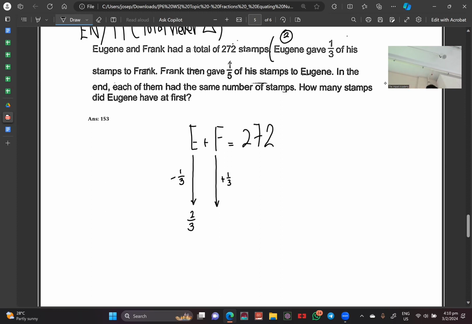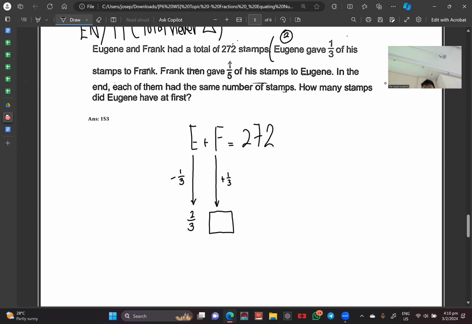Now, do you know how much Frank has? You don't know, because I don't know Frank's starting amount. So I will just put F first, or maybe just put a box over here, and I will fill this up later. Do you understand what I'm saying?